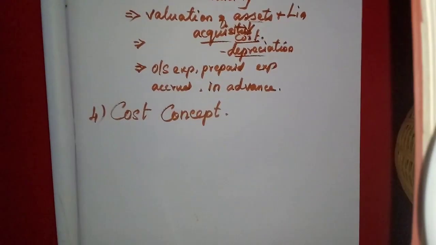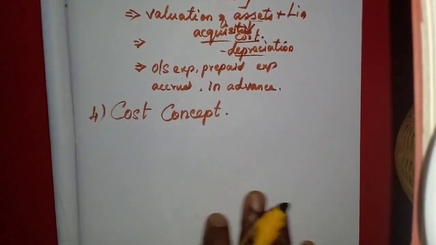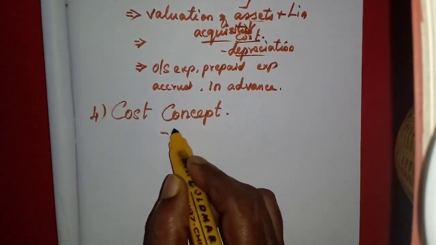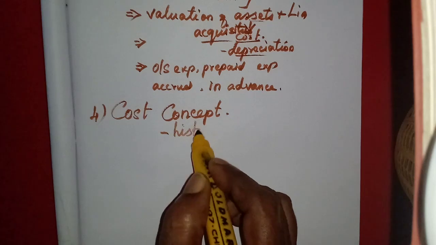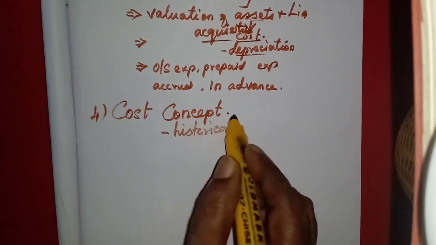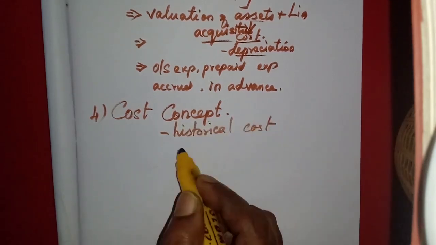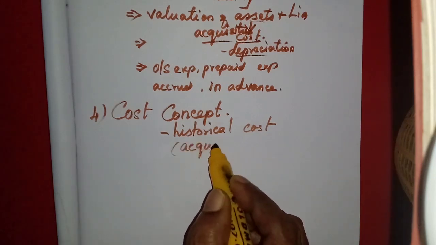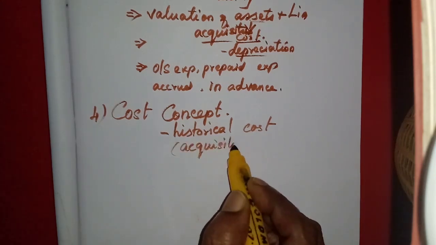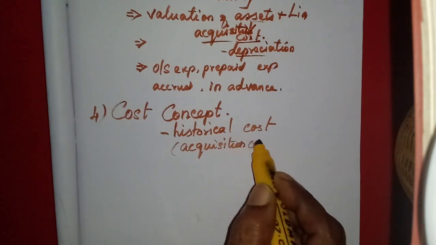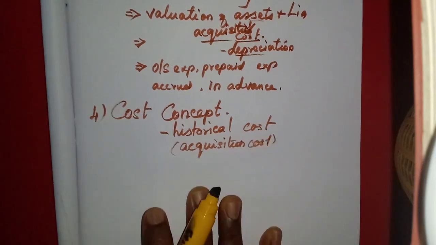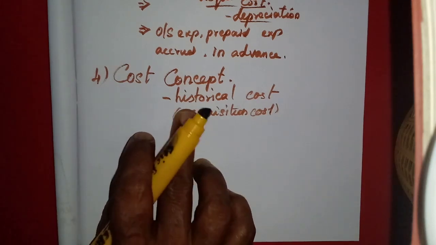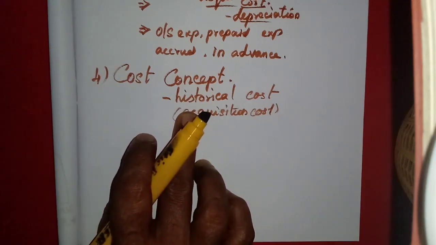All the fixed assets are entered or recorded at cost. But that cost, we say historical cost, or the acquisition cost, or the purchasing price. Okay, different names. Acquisition cost. So, the fixed assets are recorded at their historical cost.